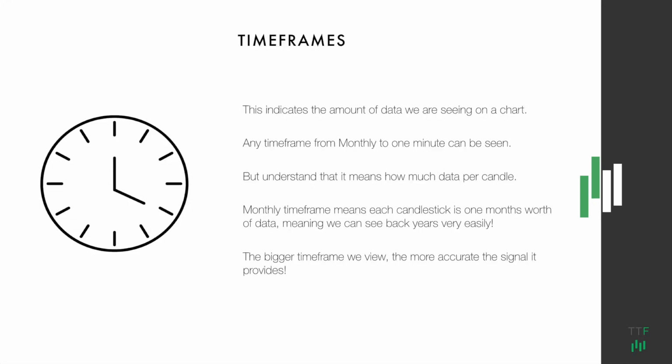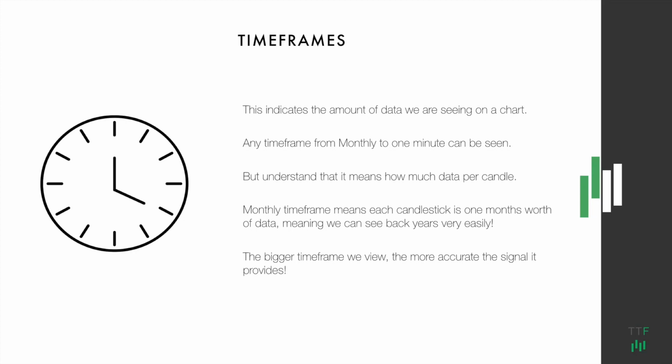Now, timeframes we will speak about a lot, and I know we've spoken about them already in this course. What this indicates is the amount of data that we see on a chart. Any time frame from monthly to 1 minute can be seen. Even 1 second actually can be seen, but you don't want to worry about the lower time frames too much because there's not enough data in there. What it means is how much data we can see per candle. And by candle, I mean Japanese candlesticks, which again we'll talk about later on.